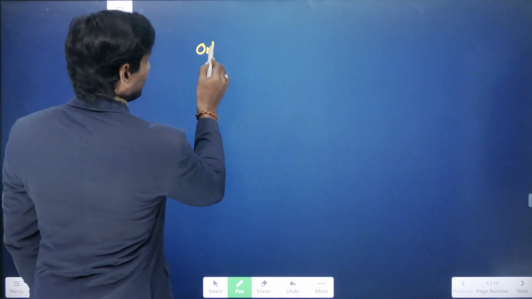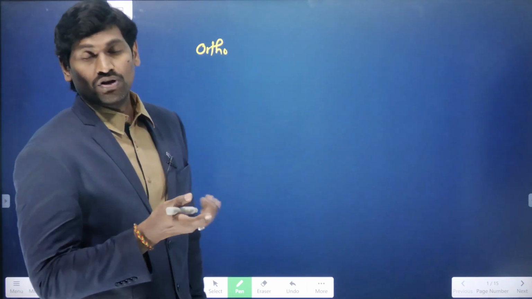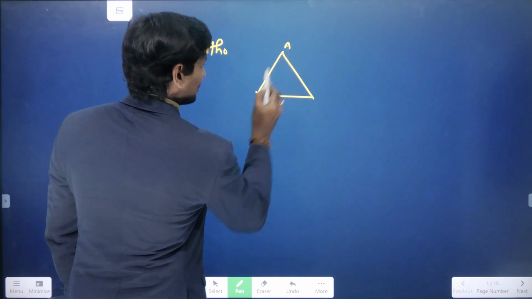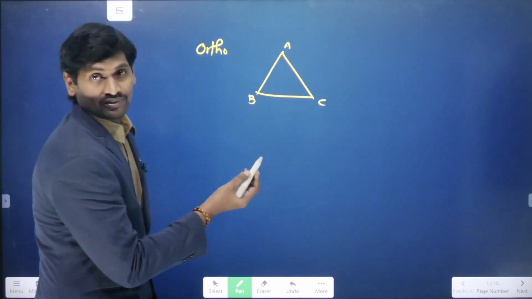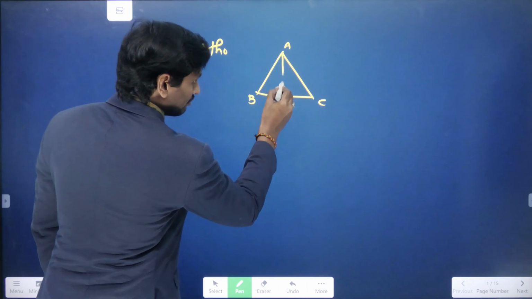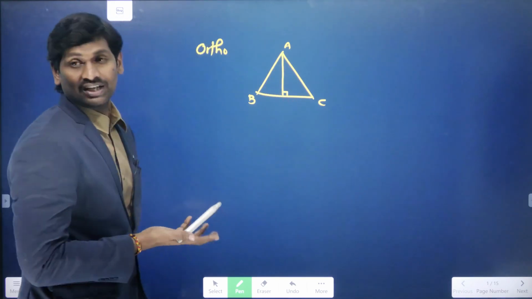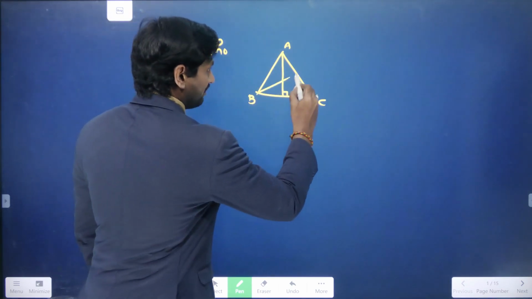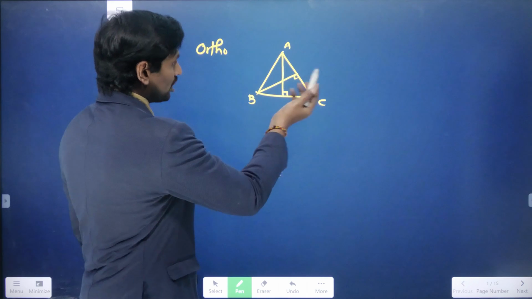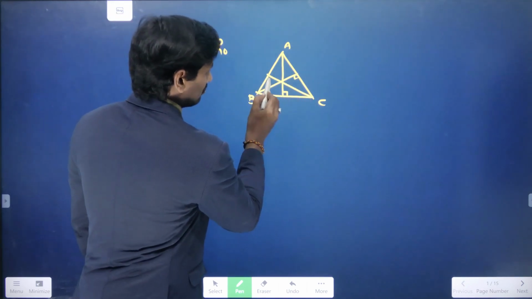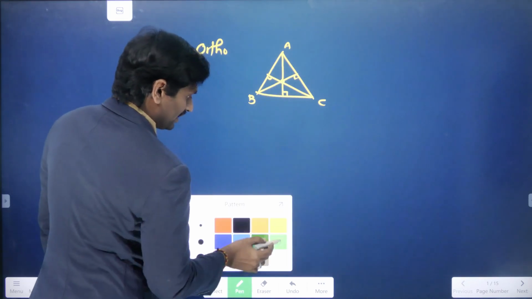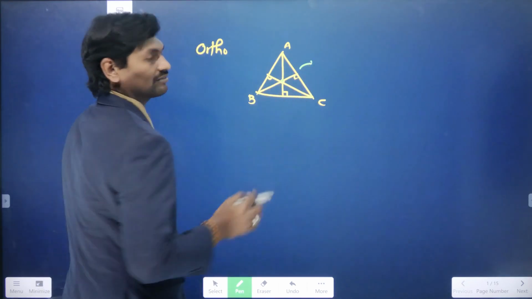So what is orthocenter? Orthocenter is nothing but a point of concurrence which is formed by the altitudes. Am I right? So when you take a triangle ABC like this, altitudes are nothing but heights. When you draw the altitude from A, it is a perpendicular line segment drawn from the vertex to the opposite side. From B we can draw one more altitude, and from C also. These three altitudes make a common point. This common point is called the orthocenter.